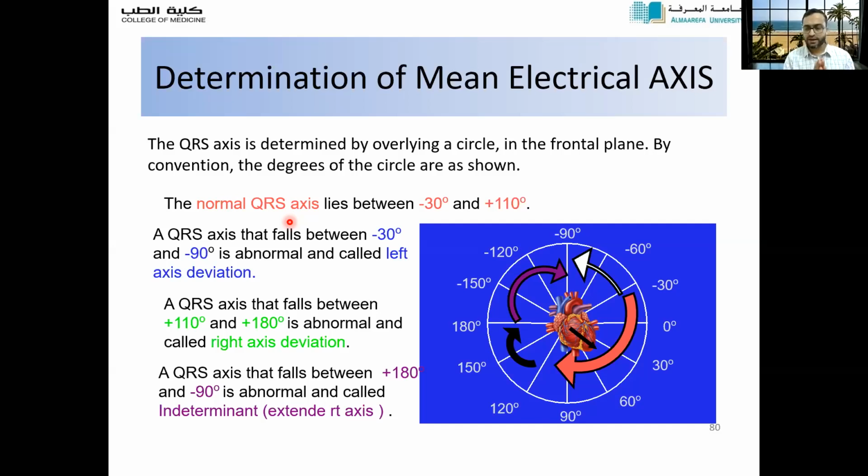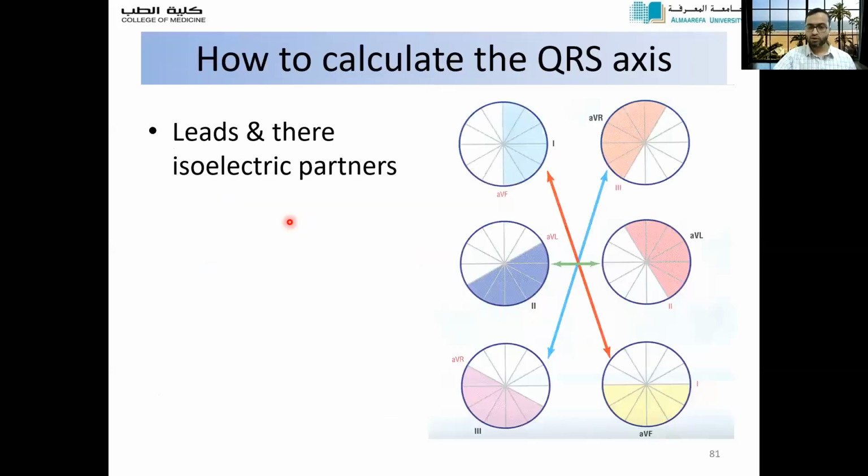Now let's see how to measure this axis, meaning in which direction the electrical current flows from the heart, from the ECG. And there are 2 methods. One is the most accurate method using graph paper. Another one is a crude method. I will tell you both.